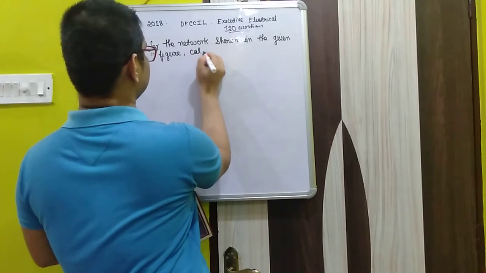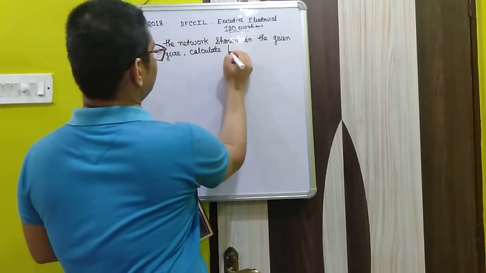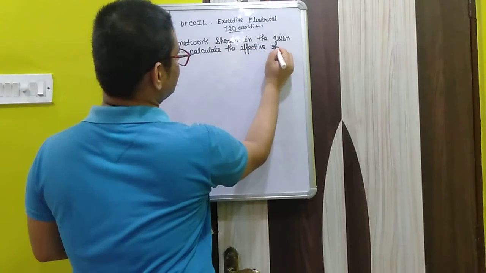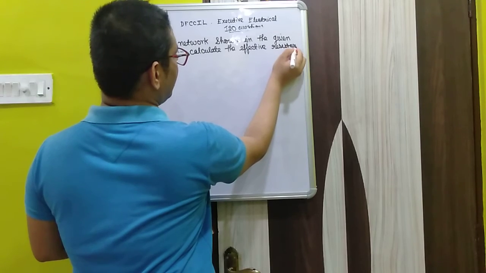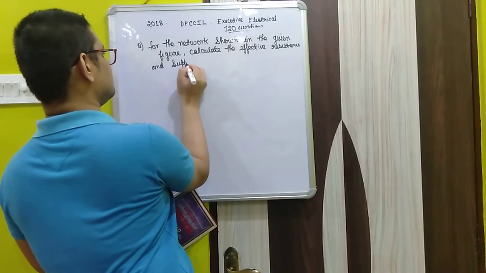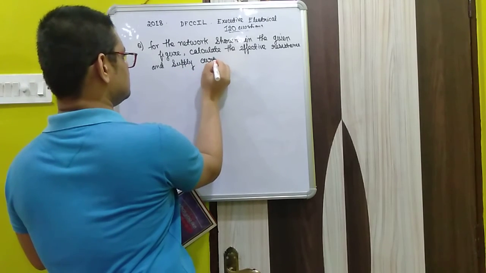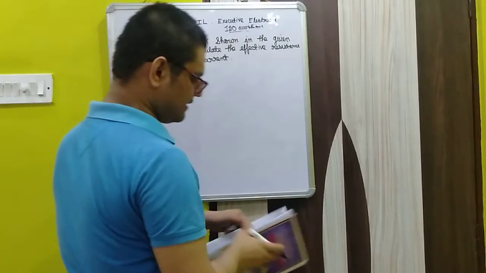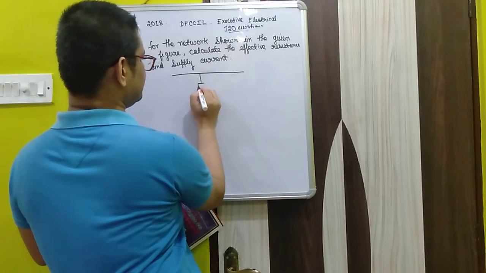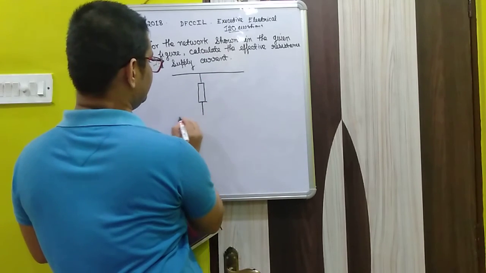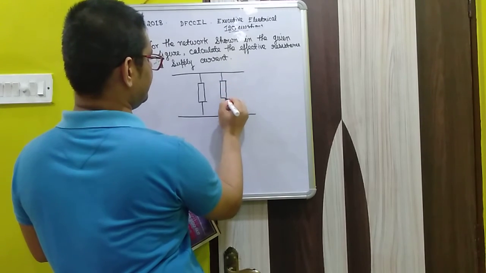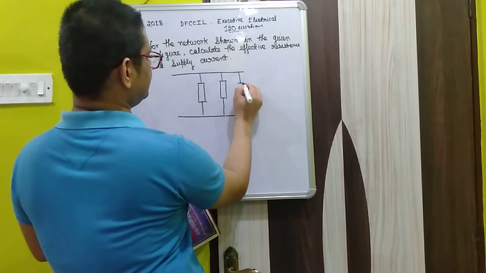We have to calculate the effective resistance and supply current. So here is a circuit which is given in the examination. There are three resistors given in parallel to each other. This is the first resistance, this is the second resistance, and this is the third resistance.